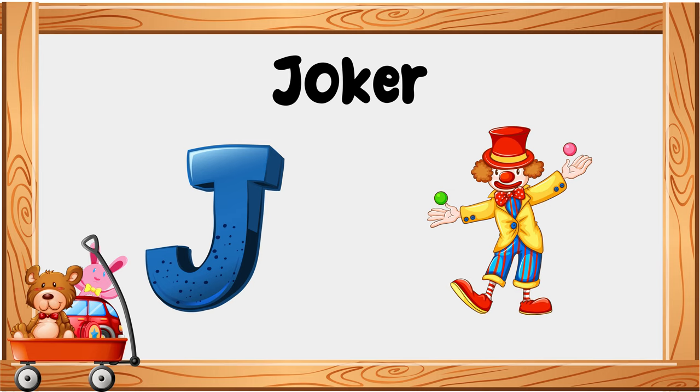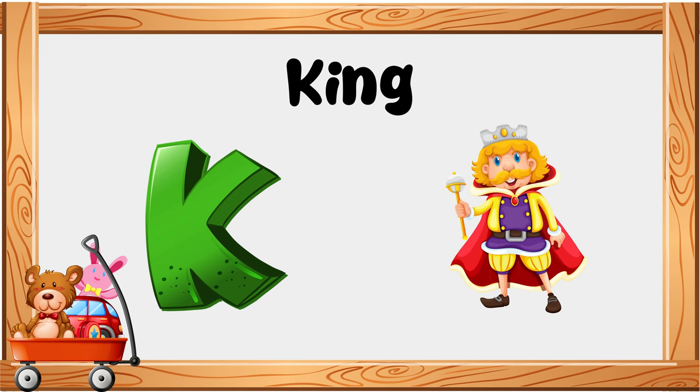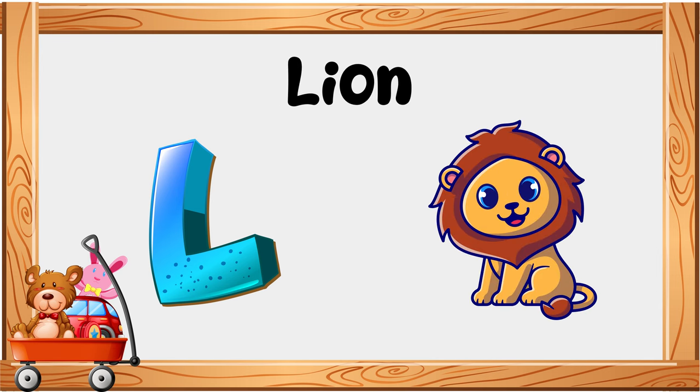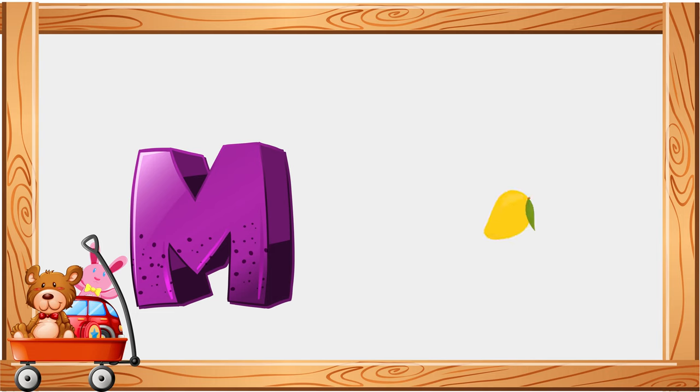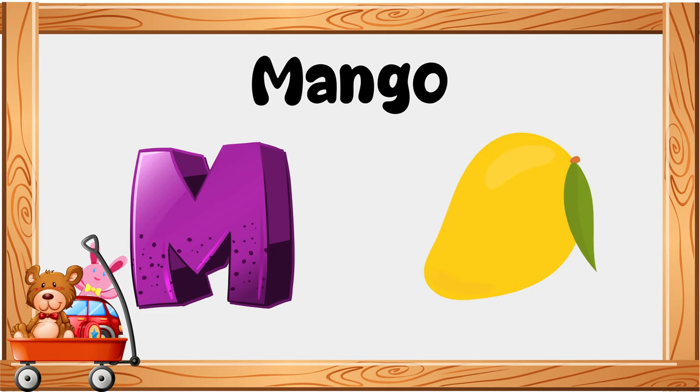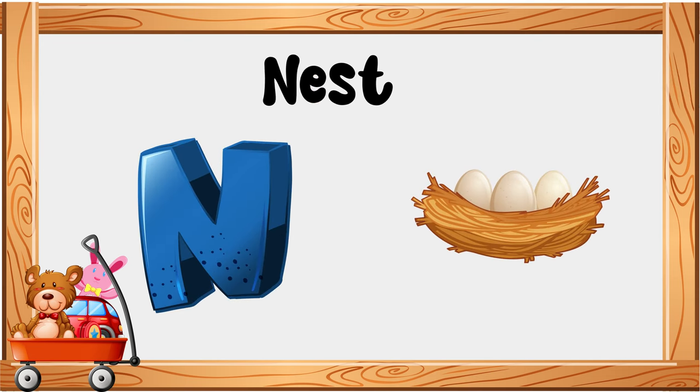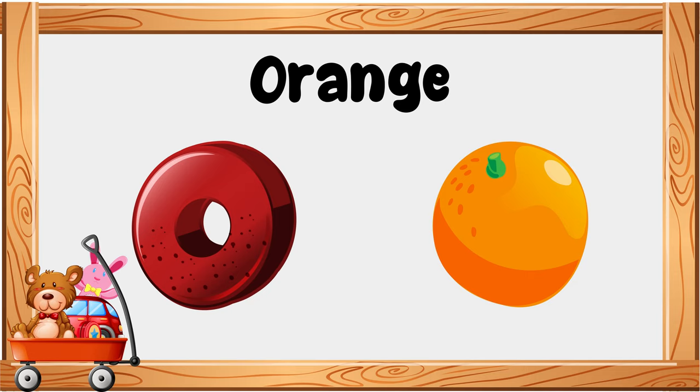J. J for joker. J. O. K. E. R. Joker. K. K for king. K. I. N. G. King. L. L for lion. L. I. O. N. Lion. M. M for mango. M. A. N. G. O. Mango. N. N for nest. N. E. S. T. Nest. O. O for orange. O. R. A. N. G. E. Orange.